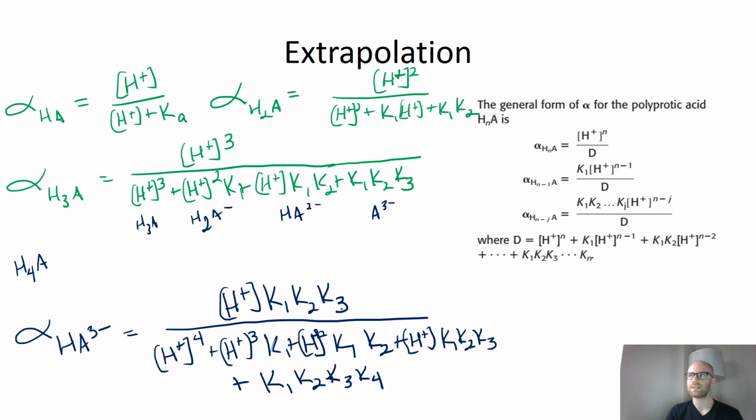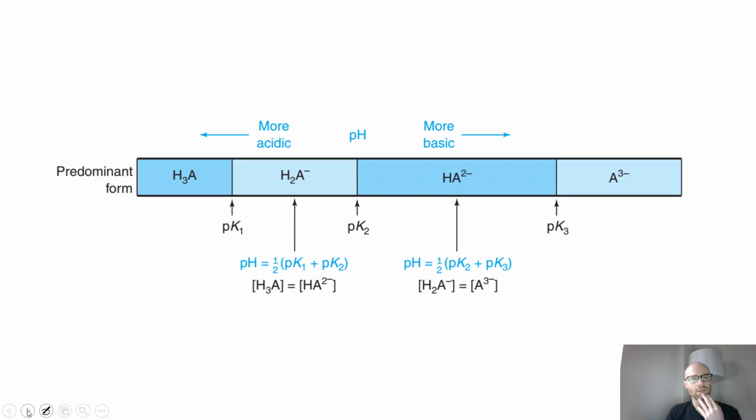Another way of thinking about this is that the principal species at a given pH is the one that has the largest contribution to the denominator, if that makes any sense too. So looking at our number line, this would be a good way to look at this information. You can see that the predominant form as you go from lower pH to higher pH goes from H3A to H2A to HA to A3 minus. And if you were to graph it, you'd see a similar graph to the diprotic system with 4 lines instead of 3. Thanks for watching.